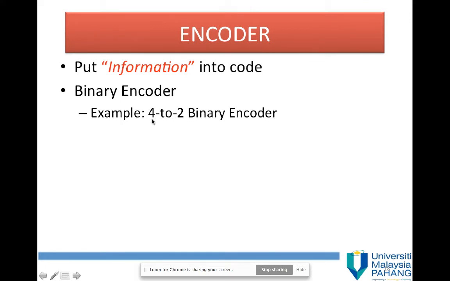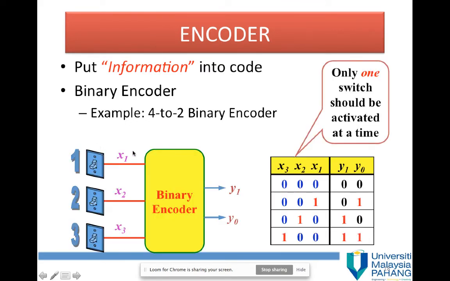The example of a binary encoder is the 4 to 2 binary encoder. So you can spot the difference between the decoder, the difference of the input and output. This is the example of the 4 to 2 binary encoder. If you have the input 0, 0, 0, then the output is 0, 0. If your input is 1, 0, 0, the output is 0, 1. If your input is 0, 1, 0, your output is 1, 0. And 0, 0, 1, your output is 1, 1.